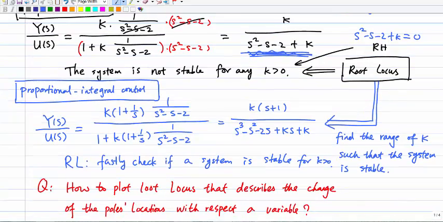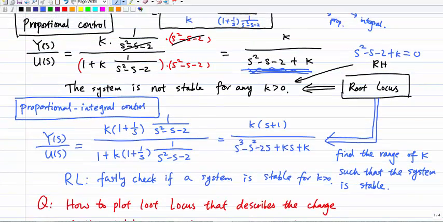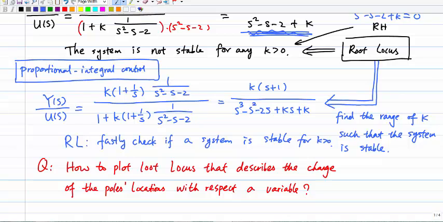We'll talk about more examples later on, on how we use the root locus to determine why this is not stable for all k. So the key question is how to plot the root locus that describes the change of the poles' location with respect to the variable. That's the key question, and that's exactly what the root locus is about.